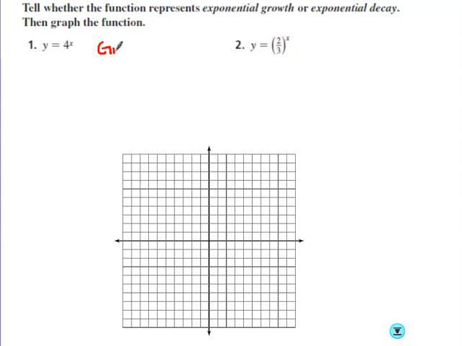I do know that this will be a growth function. I know that I'm going to pass through the point 0, 1, as well as the point 1, 4. So I can put those on my graph, 0, 1, and 1, 1, 2, 3, 4. From there, if I wanted to just sketch a general picture of my graph, I could connect the dots, and it would look something like this.